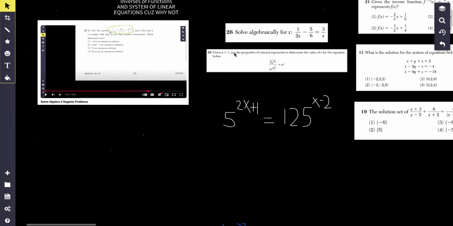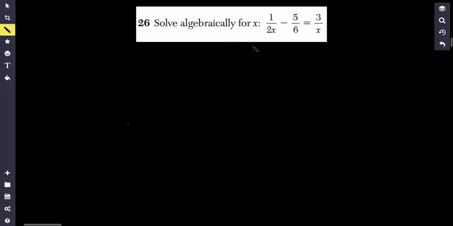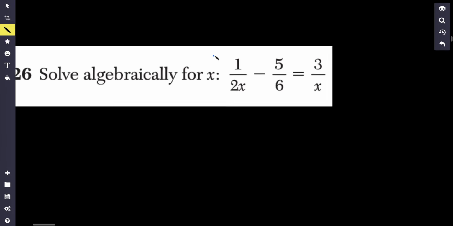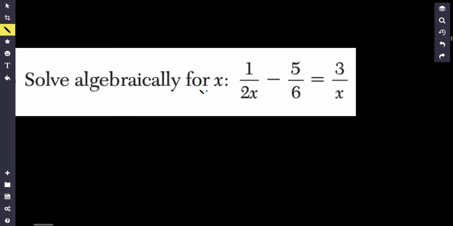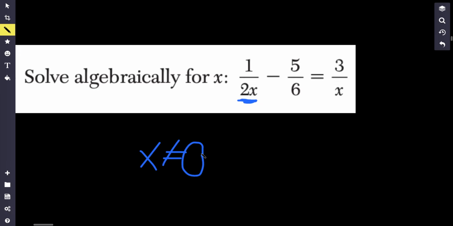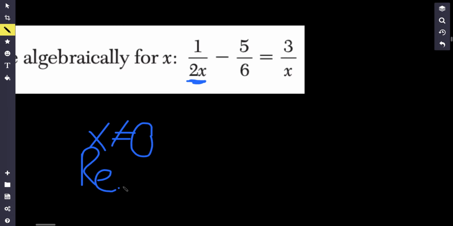Let's see. Solve algebraically for x. Now, how do I do this? I want to get a common denominator. So how can I get a common denominator? Well, first of all, what can x be equal to? If I have 1 over 2x minus 5 over 6 equals 3 over x, what can x be equal to? Well, x can't be equal to 0, because if I plug in 0 for x, I'm going to have 0 as my denominator, and I can't divide by 0. Okay, that's something known as a restriction. Basically, what your x cannot be equal to.